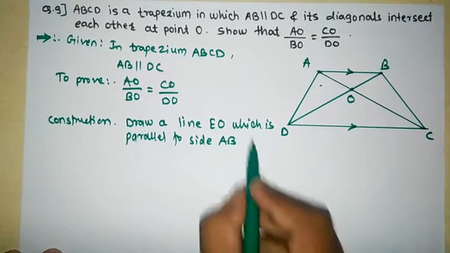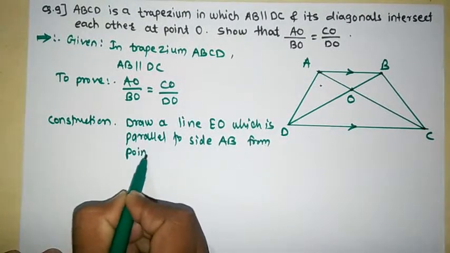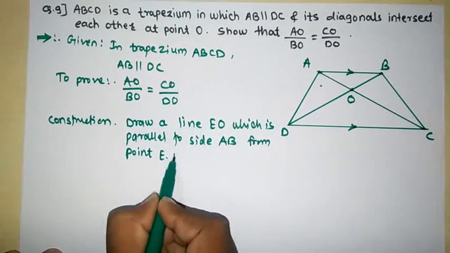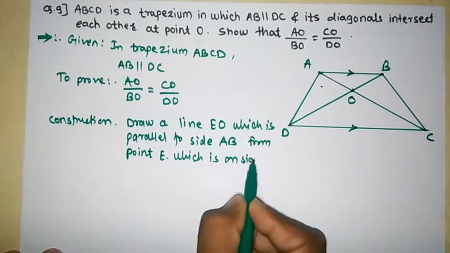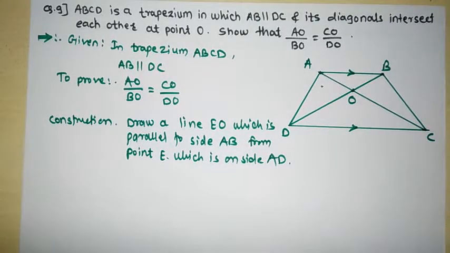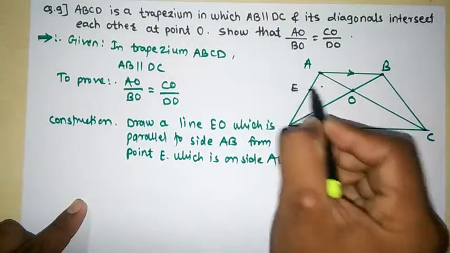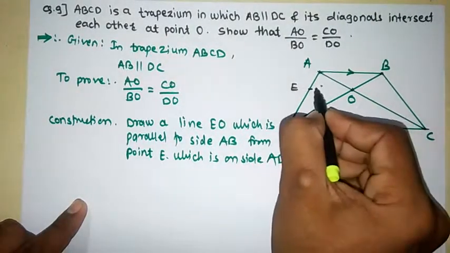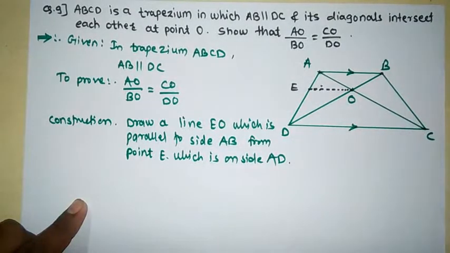EO from point E which is on side AD. Side AD पे एक point E लेना है, and from that point we have to draw one line which is parallel to AB. AB को parallel line लगाना है to the point O, that is EO.